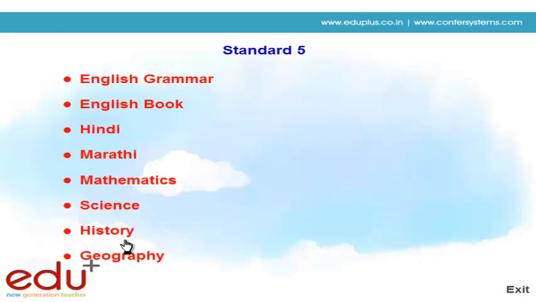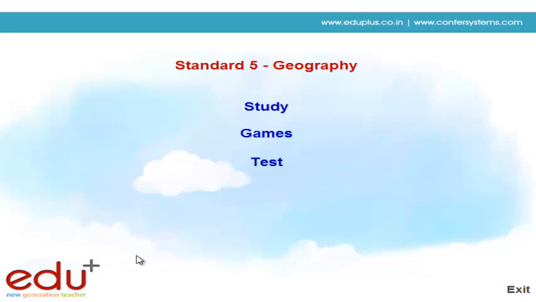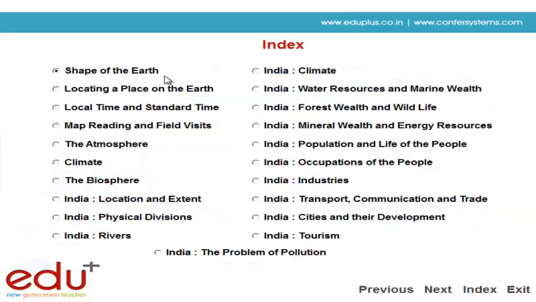After finishing the history subject, we see the next subject, geography. Geography is divided into three parts such as study, games and test. First we turn to the study section. Here all the topics are given of the geography subject. Also friends, we cover the whole textbook of geography.